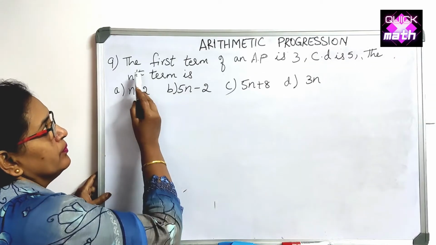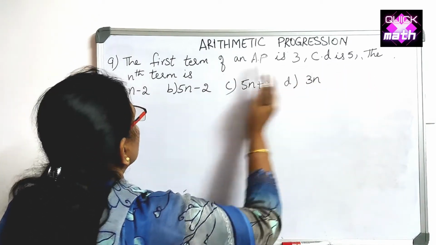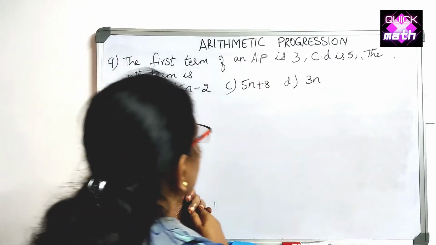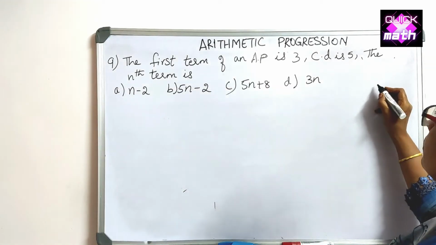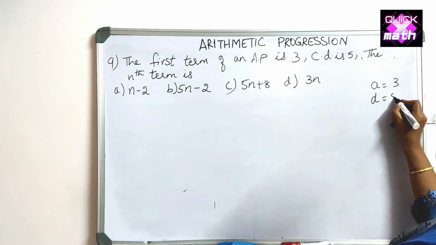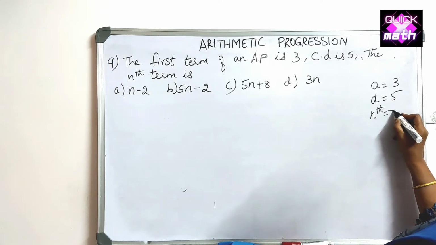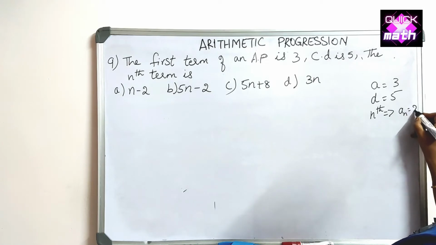Next question. The first term of an AP is 3. CD is 5. The nth term is what? So let's identify the question. So here they have asked you the first term. That means A is 3, D is 5 and nth term. That means the AN you have to find it out.